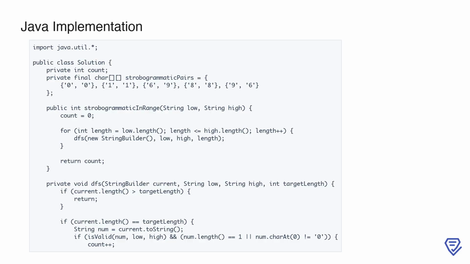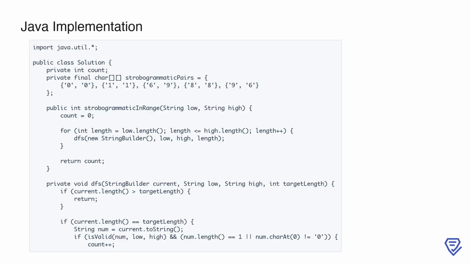The main method, strobogrammatic in range, takes two strings, low and high, representing the range of numbers we need to evaluate. We initialize the count to 0 and use a loop to iterate through all possible lengths of numbers, starting from the length of low and going up to the length of high.